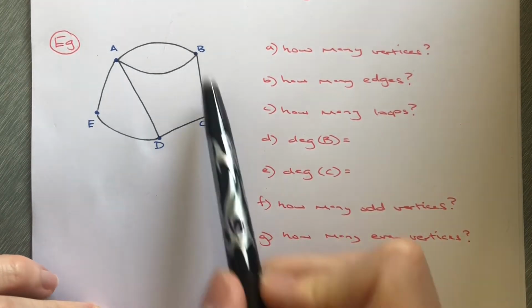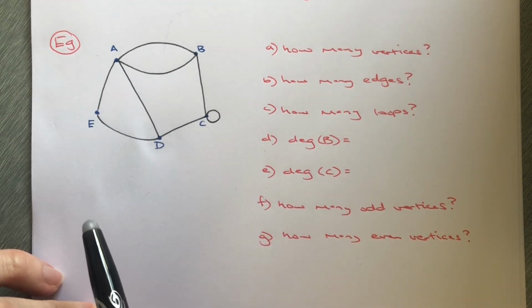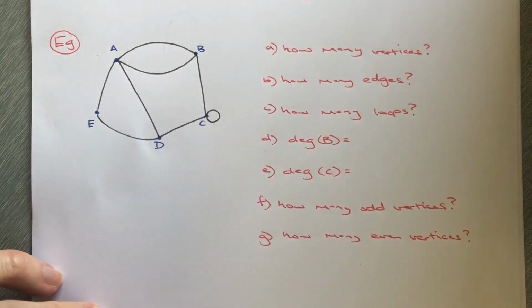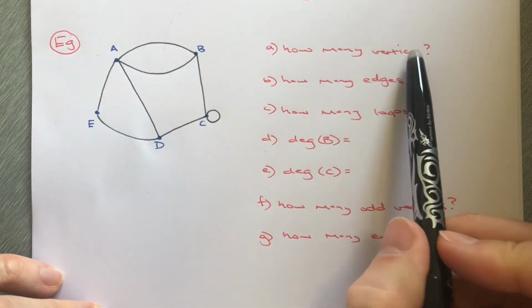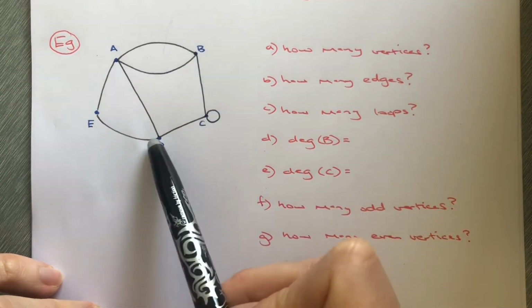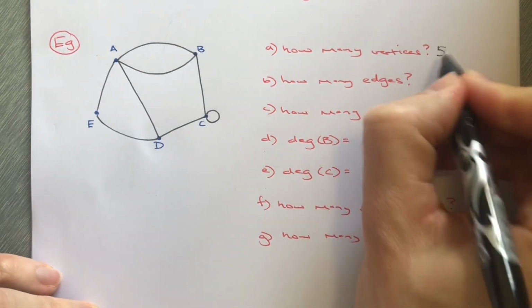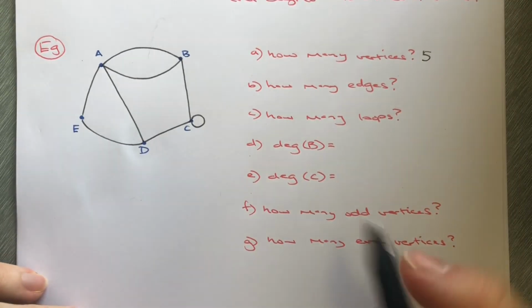So we've got our graph or our network here. We can see there's a whole heap of vertices, there's a whole heap of edges as well. Let's just go through this list of questions and see if we can answer them. So, how many vertices? The vertices are these points, remember? So we've got 1, 2, 3, 4, 5 vertices. So let's write our answer down there. We've got 5.